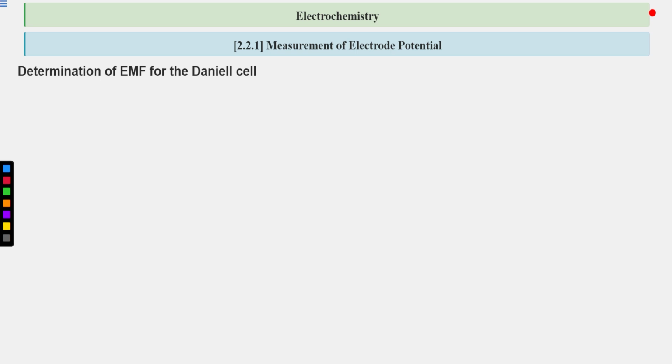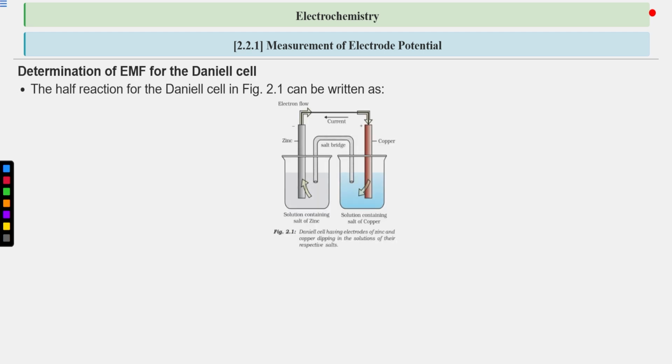Now, let's see the determination of EMF for the Daniell cell. The half reactions for the Daniell cell in figure 2.1 can be written as follows. This is figure 2.1, a Daniell cell having electrodes of zinc and copper dipping in the solutions of their respective salts. Here we have zinc sulfate, here we have copper sulfate solution. We have a zinc rod in the zinc sulfate solution and a copper rod in the copper sulfate solution. The two rods are connected through the external circuit, through which the current flows from the copper to the zinc, and the electrons flow from the zinc to the copper. And this is the salt bridge.